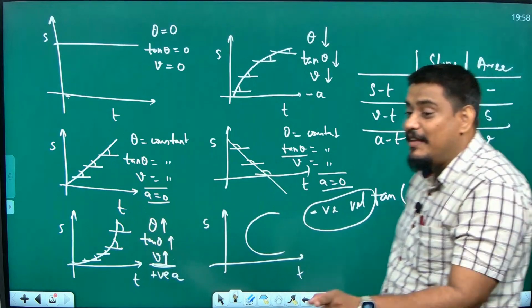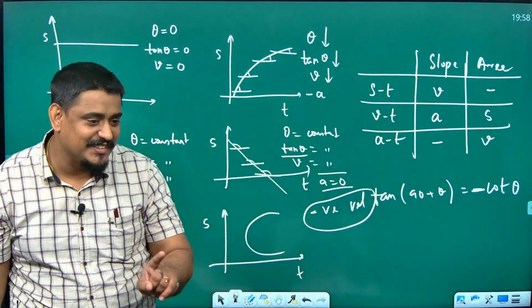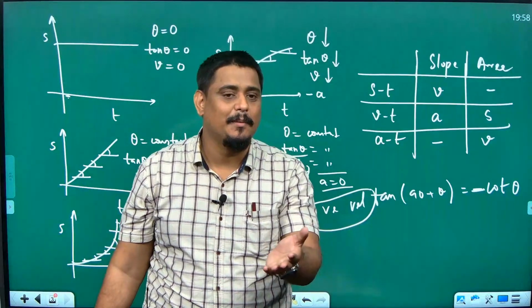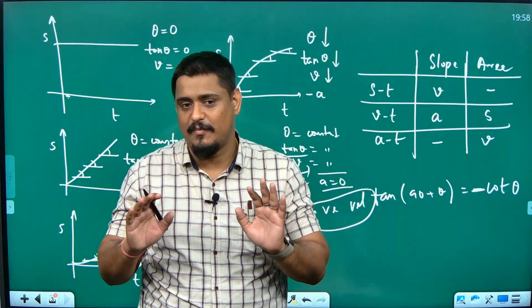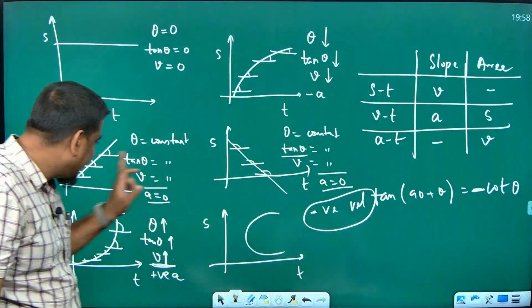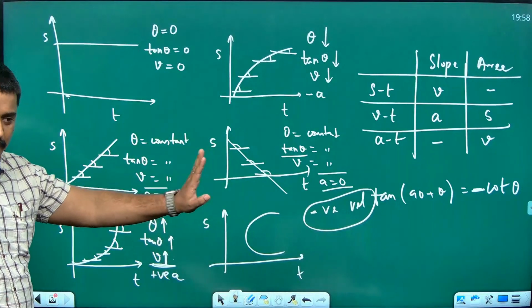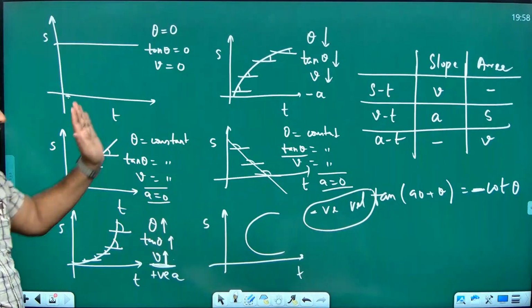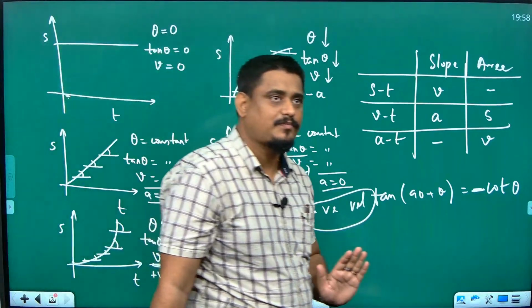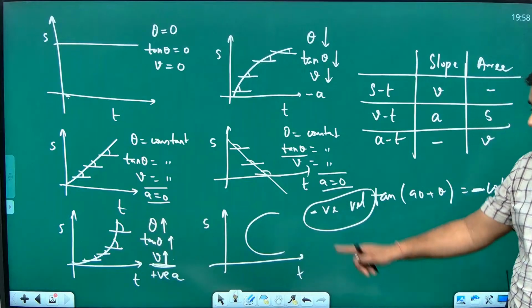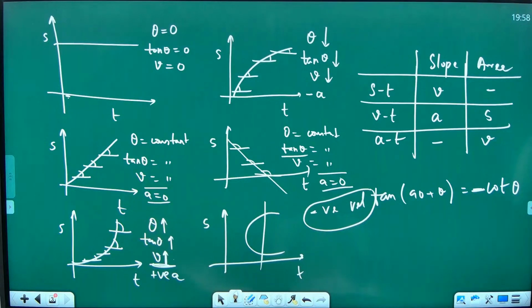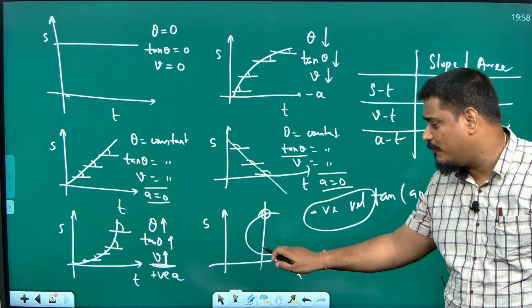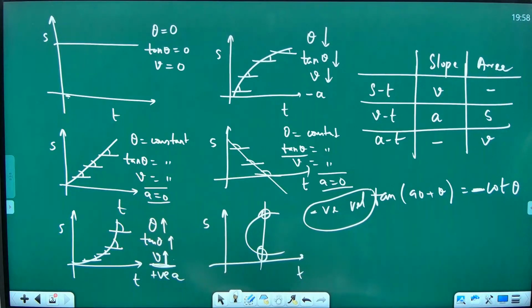Negative velocity does not mean the velocity is changing. Velocity may be constant, but it may be in the opposite direction. Are you getting my point? So you should be very clear in this. Velocity in both the cases is not changing, it's constant. But here it is in positive direction, here it is in negative direction. And if I comment on the last graph that I have drawn here, this graph is not possible itself. Same time a body cannot have two different positions. So this graph is not at all possible.